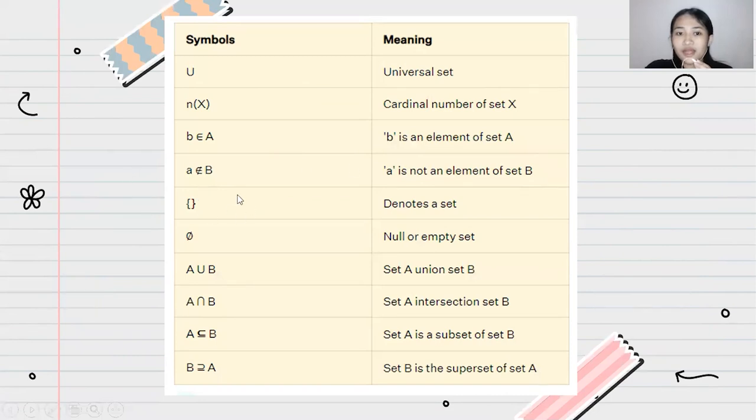And the next symbol denotes a set. The next symbol is null or empty set. Then the symbol for set A union set B. Next, the symbol for set A intersection set B. The next symbol means set A is a subset of set B. And the last symbol means set B is the superset of set A.